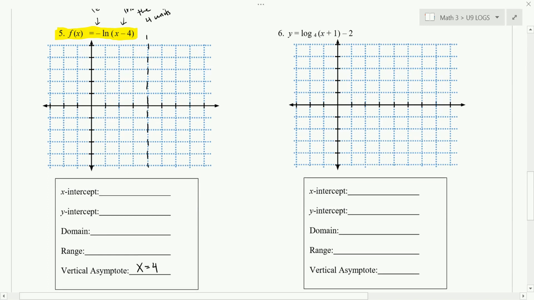This is not going to have a y-intercept since our log function stays to the right of our vertical asymptote. And it's going to be upside down. So here's a quick sketch. It's going to be something like this. But you see that it's not going to cross the y-axis, so we're going to write none for our y-intercept.